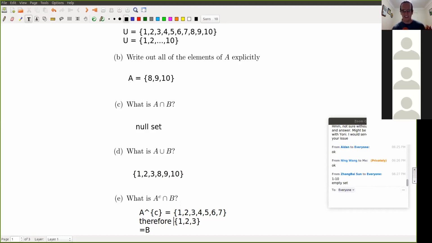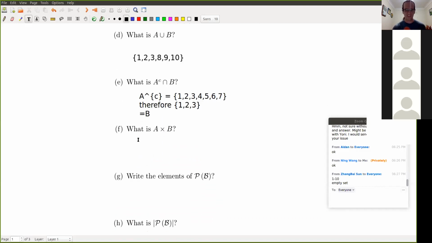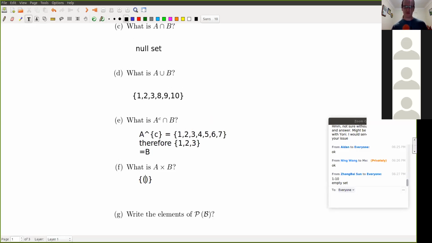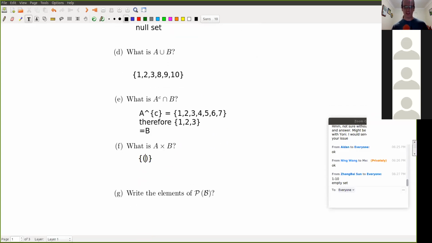Again, as I said, I'll write this out nicely. It's pretty terrible writing on this thing, but make do. So what's the product space? What's the Cartesian product between these? We should have a bunch of tuples, elements of A cross elements of B. Remember, A is 8, 9, 10, and B equals 1, 2, 3.